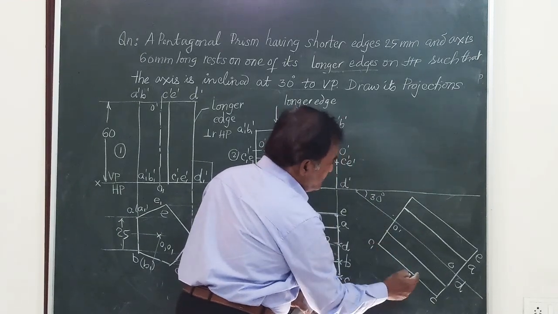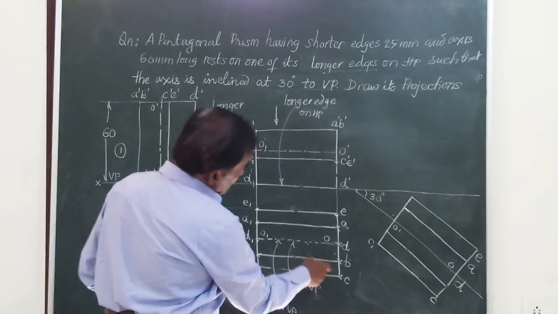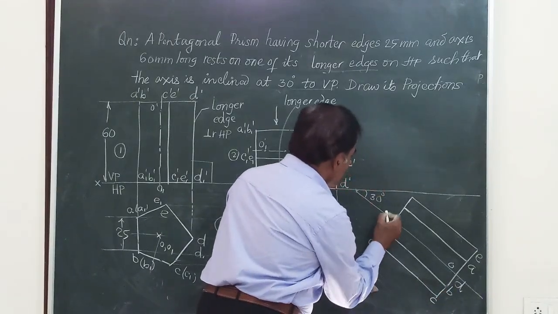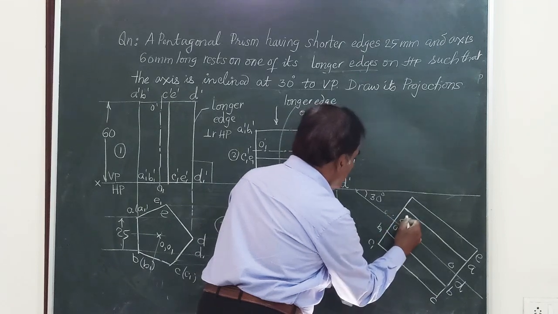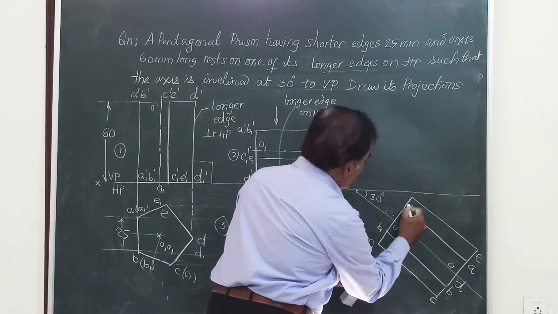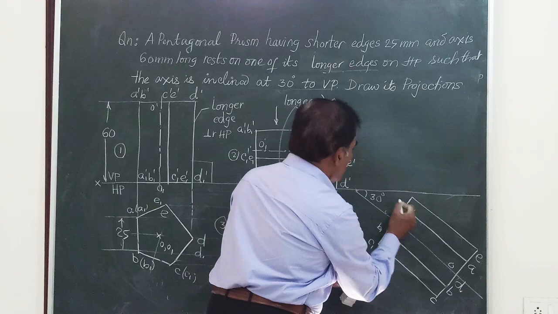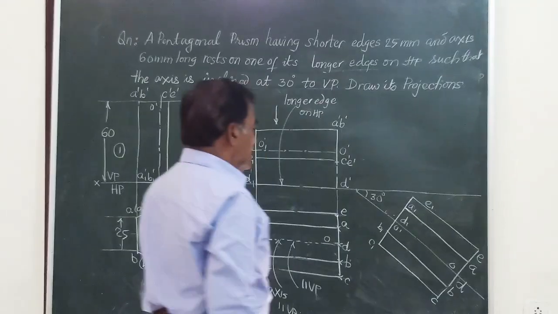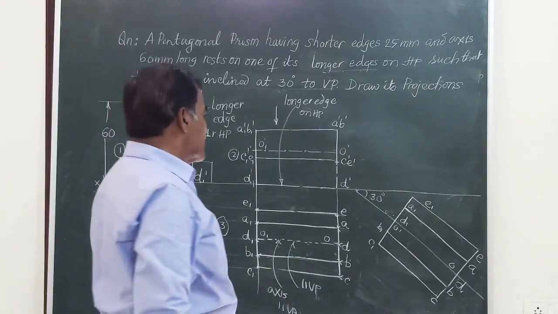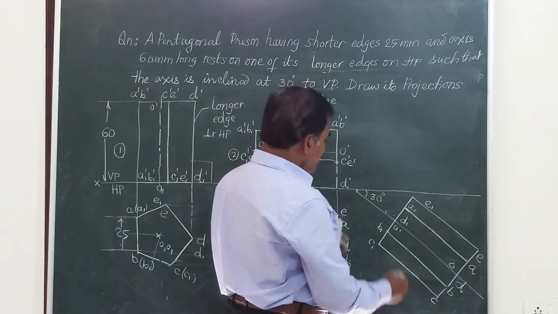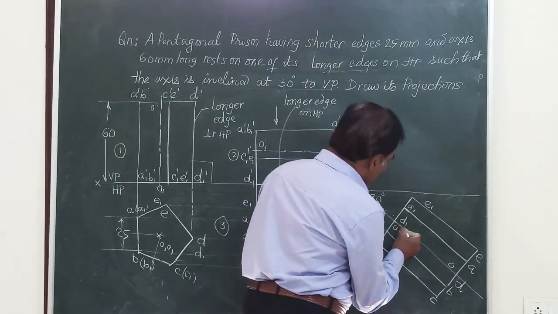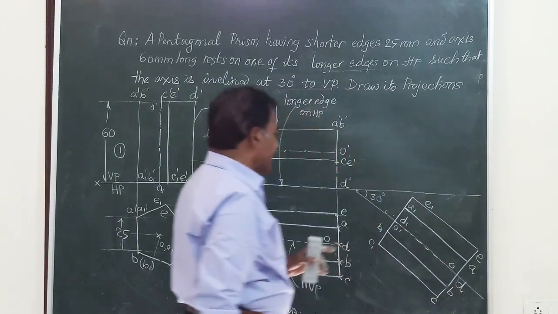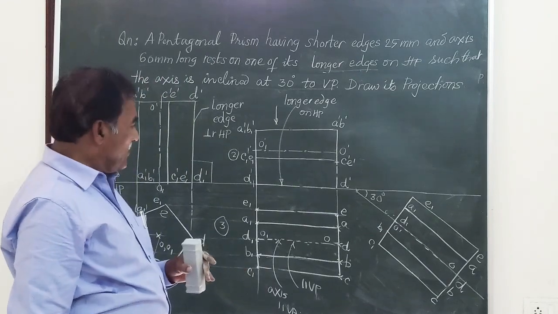This is the point A, and after that B. Here you have B, B1, D1, and this is A1, and this is E1. So let me mark it here as E1. Here in the final top view, the axis of the solid and also the longer edge on which the object is resting is inclined at an angle of 30 degrees to VP.